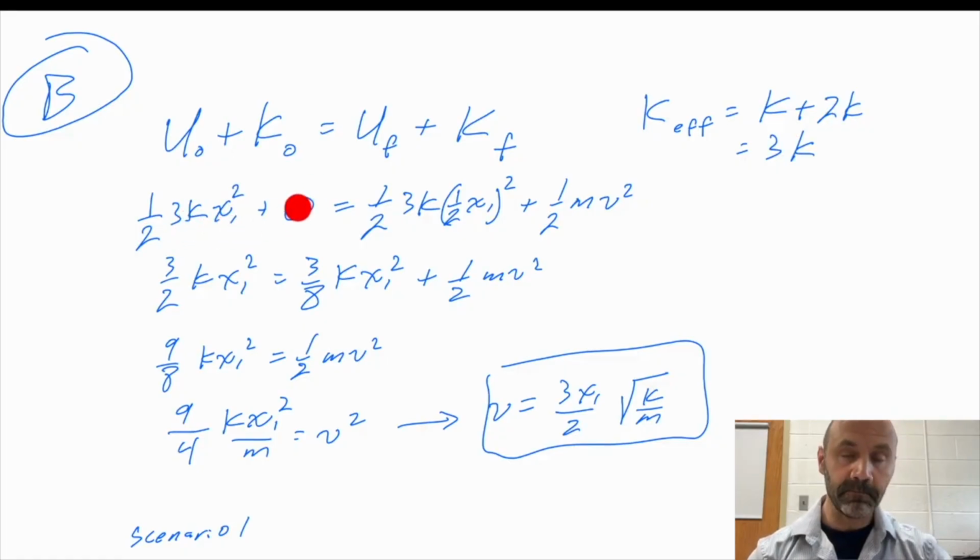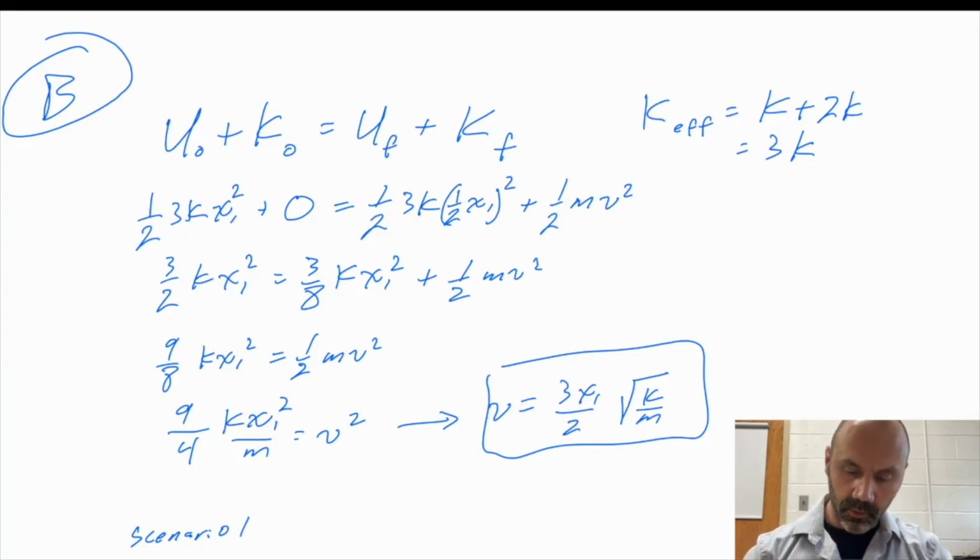No kinetic energy in the beginning. At this point where it's halfway, it's 1/2 3K (1/2 x1) squared plus 1/2 m v squared. We don't know v. In fact, v is what we're looking for. We just leave the m in there. This is just a bit of algebra, nothing too complicated, but I wanted to write out my steps as I was doing this, and I end up with 9/4 k x1 squared over m equals v squared. Take the square root, and we simplify, bring out the square roots that I can take, and I get v equals 3 x1 over 2 times the square root of k over m.